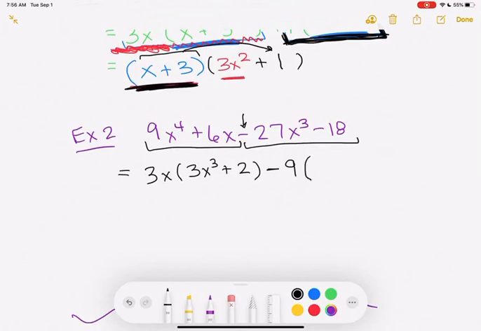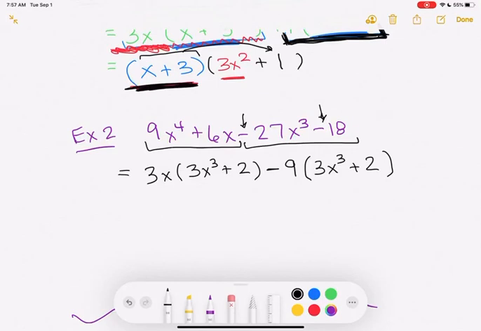Times the quantity. If I have negative 9 and I'm trying to get to negative 27x cubed, I would multiply that by a 3x cubed. If I have negative 9 and I'm trying to get to negative 18, right? I'm going to multiply that by a positive 2.